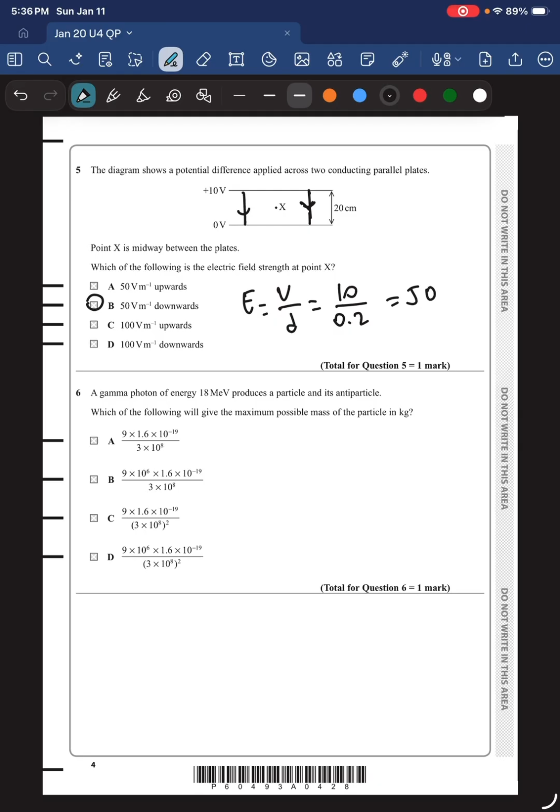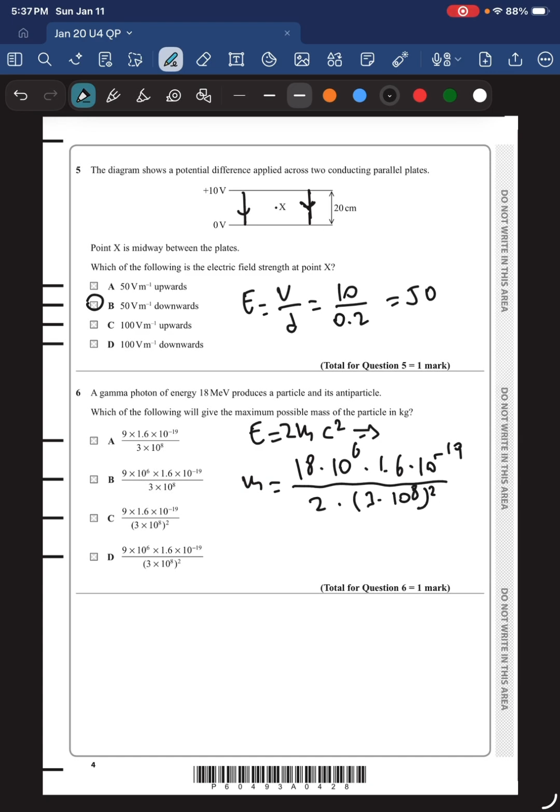Now, question 6. A gamma photon of energy 18 MeV produces a particle and its antiparticle. Which of the following will give the maximum possible mass of the particle in kilograms? We have to use our OG formula E equals mc squared. So E is actually 2mc squared, because we produce two particles, the particle and its antiparticle, which have the same mass. So E is 18 MeV, 1 MeV is 10 to the 6 eV, and 1 eV is 1.6 times 10 to the negative 19 joules. Then we have to divide by 2 times the speed of light squared.